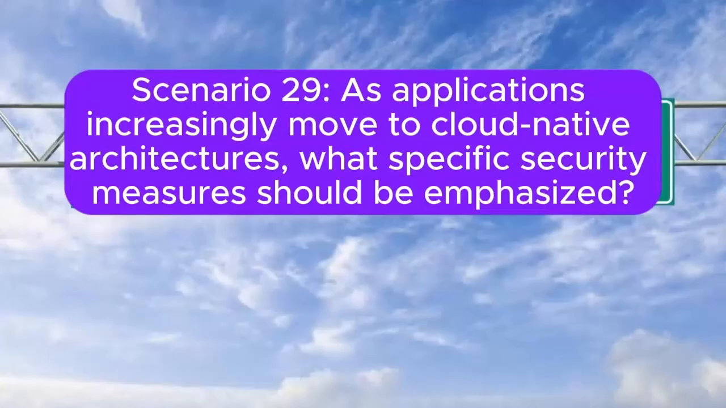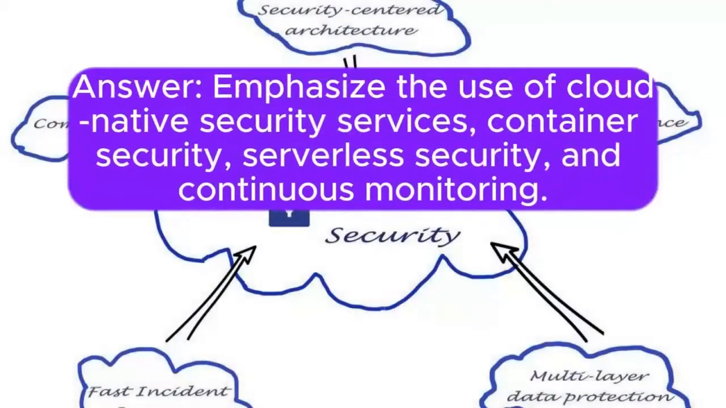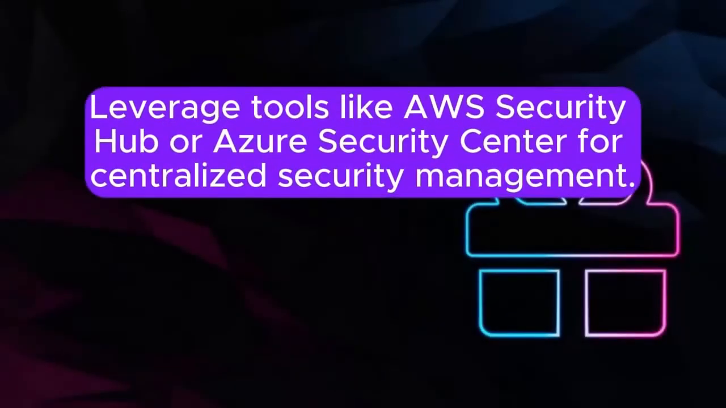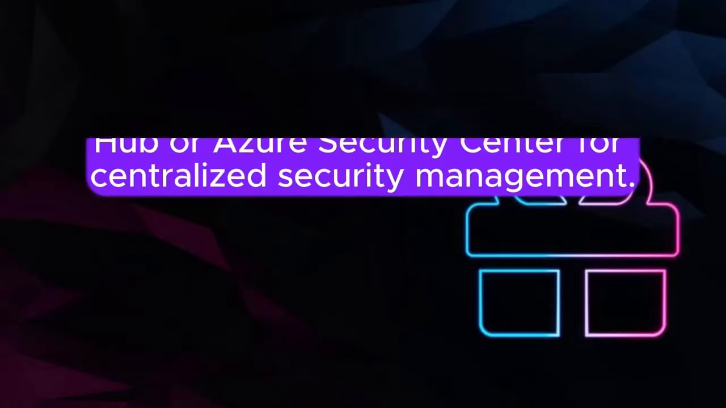Scenario 29. As applications increasingly move to cloud-native architectures, what specific security measures should be emphasized? Answer: Emphasize the use of cloud-native security services, container security, serverless security, and continuous monitoring. Leverage tools like AWS Security Hub or Azure Security Center for centralized security management.